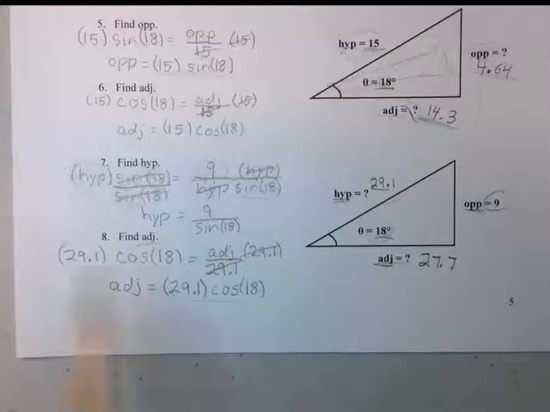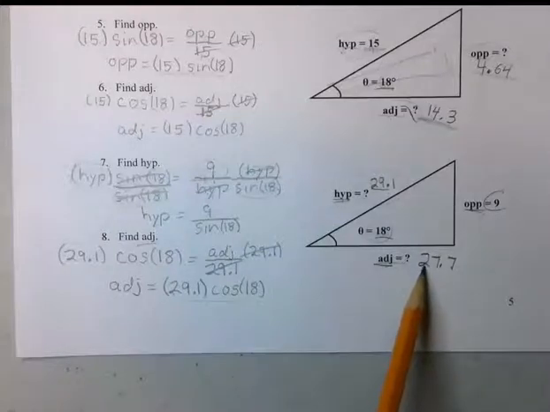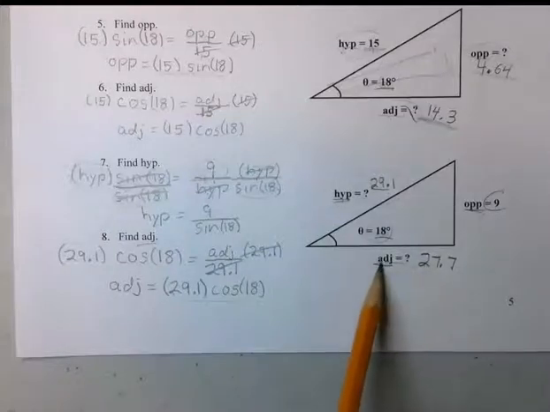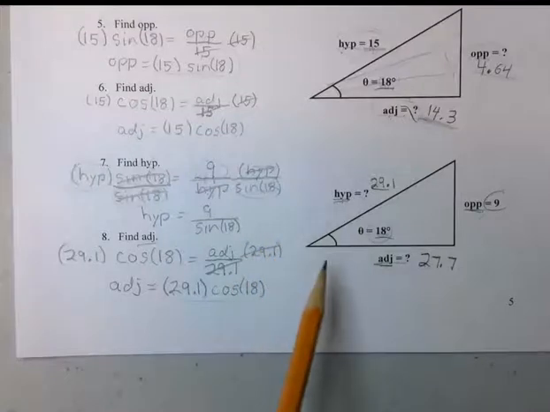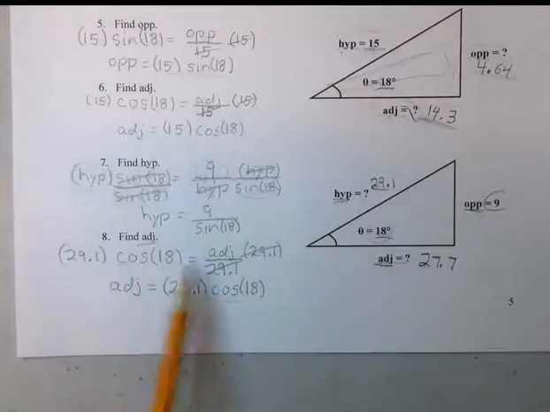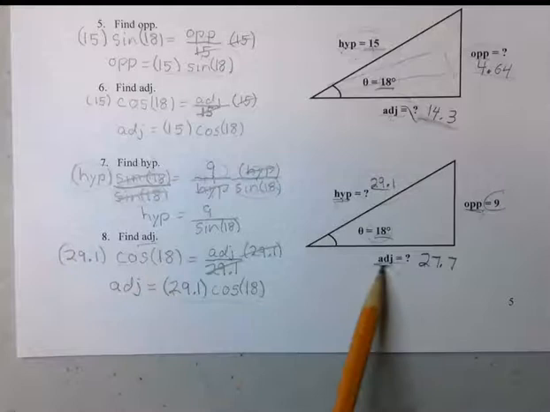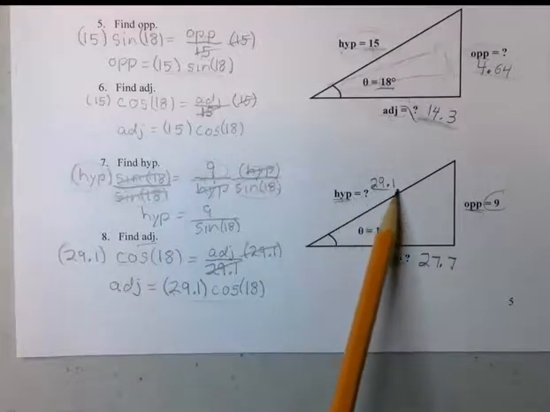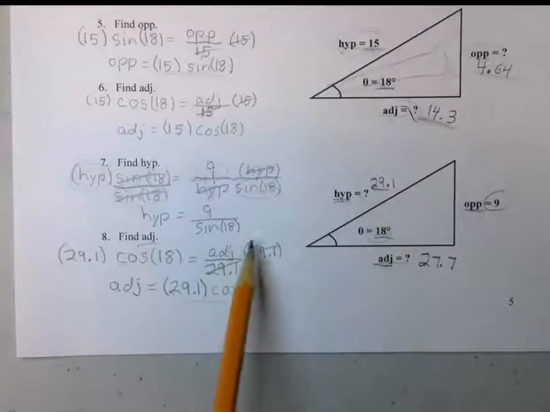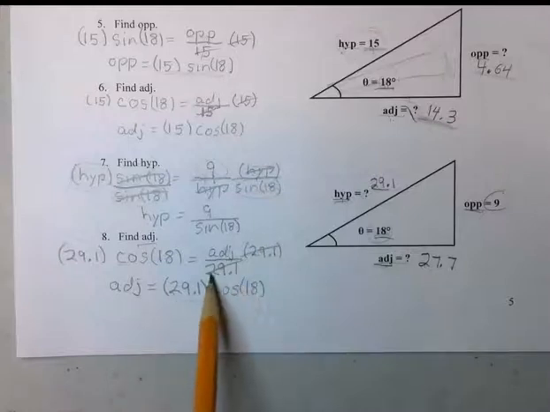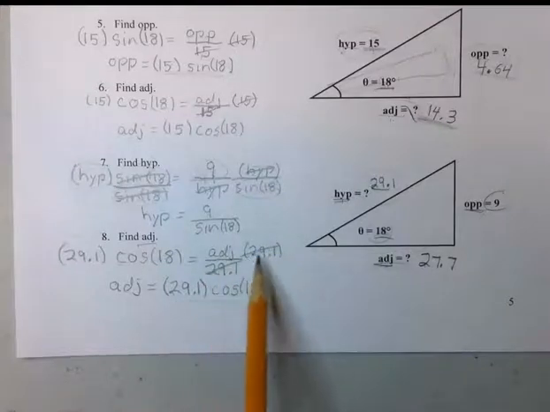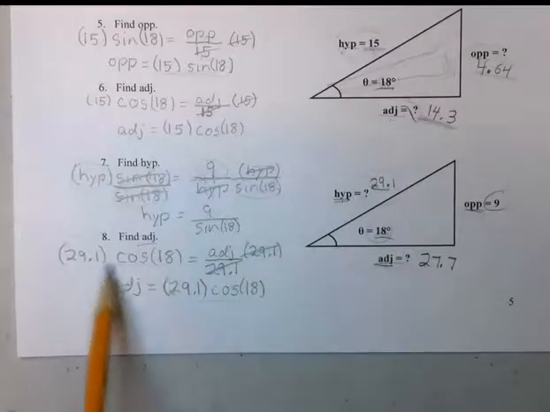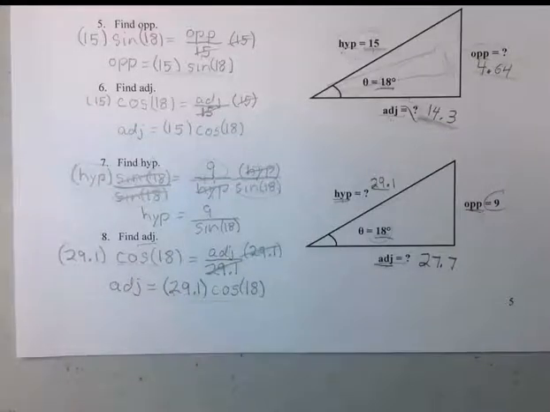And then finally, we're going to figure out the adjacent. So the adjacent over the hypotenuse is the definition of cosine. So cosine of 18 equals adjacent unknown over 29.1. We just figured that out, so let's use that. Multiply both sides by 29.1, and it cancels here. Comes over here. That's the equation you put into the calculator, and that's your answer.